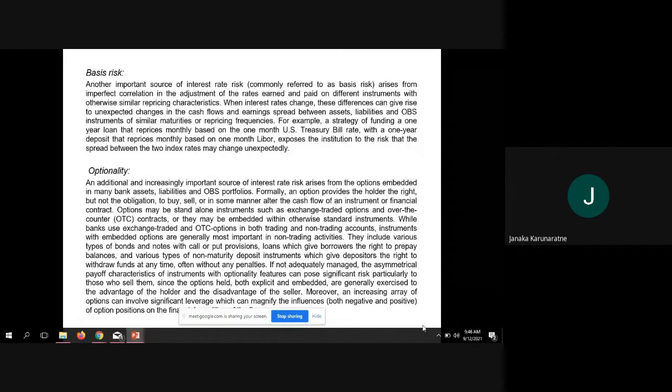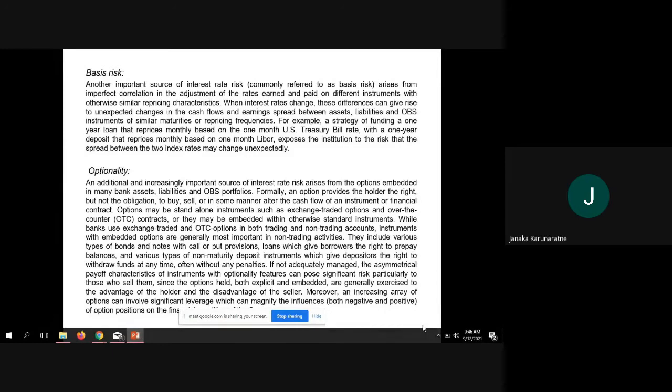Similarly, the issuer can put an option which benefits the investor also. So it could be a call option, it could be a put option. Right to call back or right to sell back. But what you need to understand is, as a result, there is possible interest rate risk.